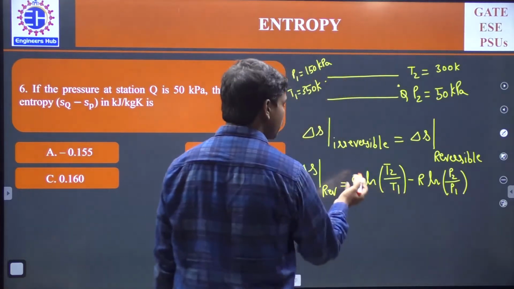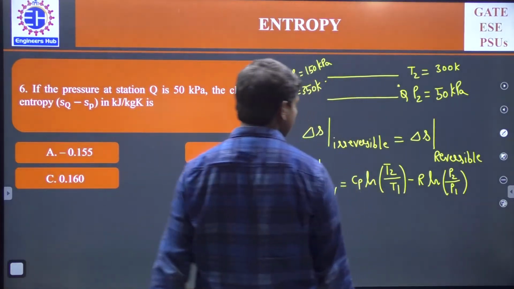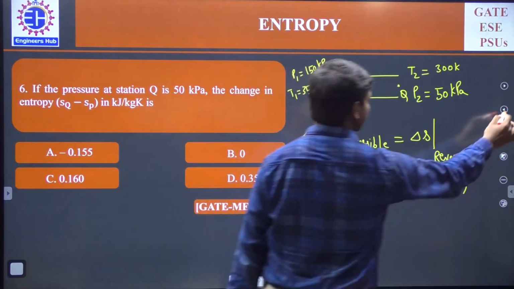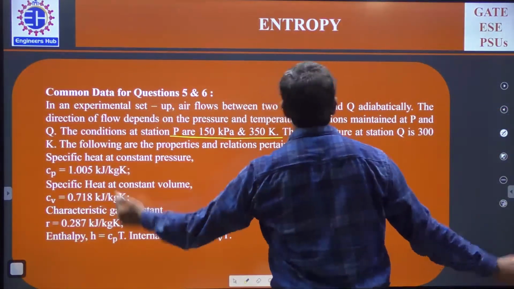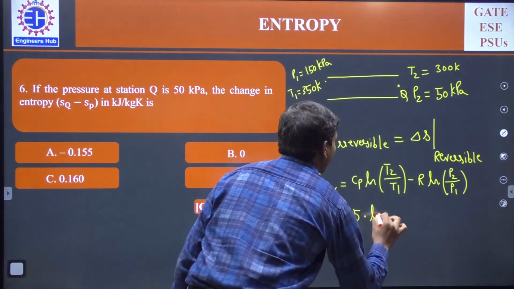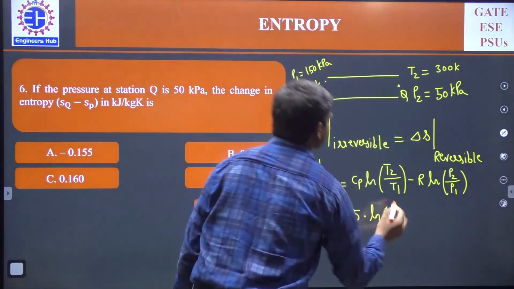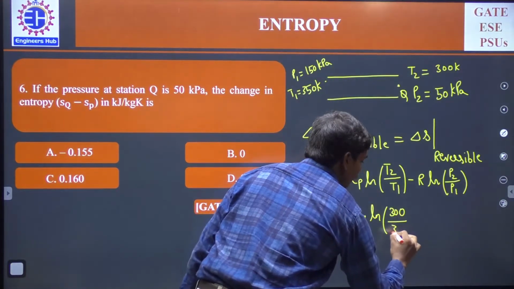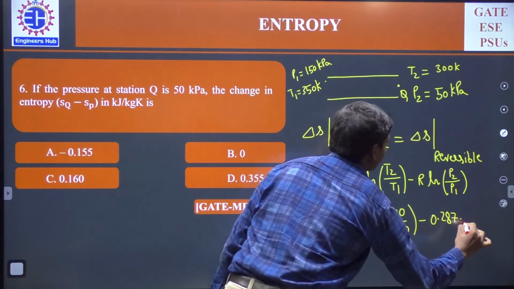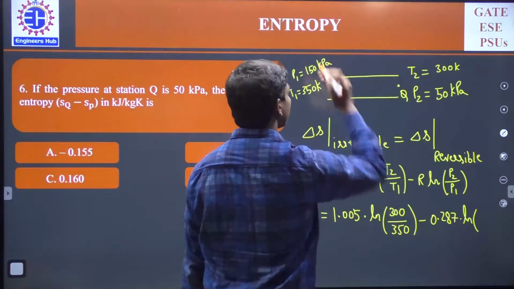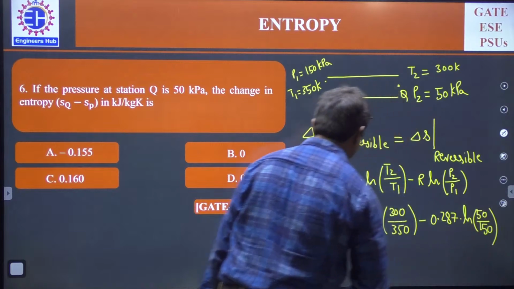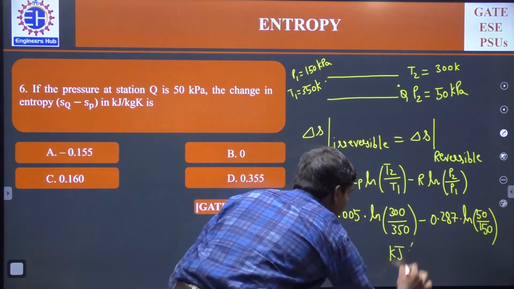So if you apply it, Cp is given. Answers are in kilojoule per kg Kelvin. So Cp in kilojoule per kg Kelvin is 1.005, given here in the data initially. So 1.005 into ln T2 by T1. T2 is 300, T1 is 350, so 300 divided by 350, minus R value 0.287 into ln P2 by P1. P2 is 50 and P1 is 150, so this is 50 by 150. Please calculate and tell me what the value is in kilojoule per kg Kelvin.